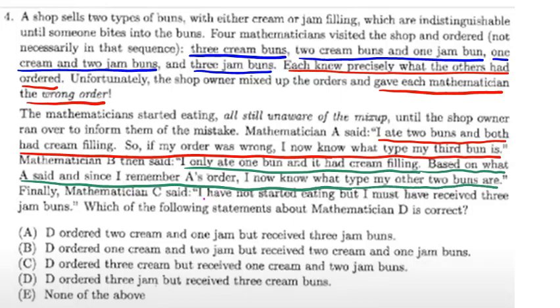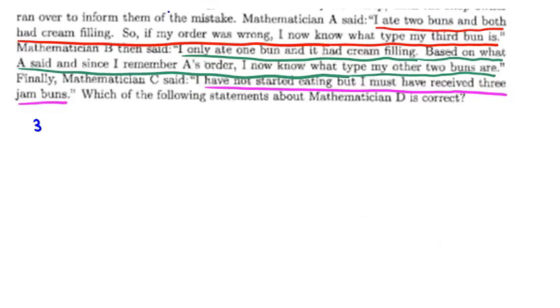Finally, mathematician C said, "I have not started eating, but I must have received 3 jam buns. Which of the following statements about mathematician D is correct?" So here we have what? If I write all the orders, I have 3 cream, 2 cream 1 jam, 1 cream 2 jam, and 3 jam.